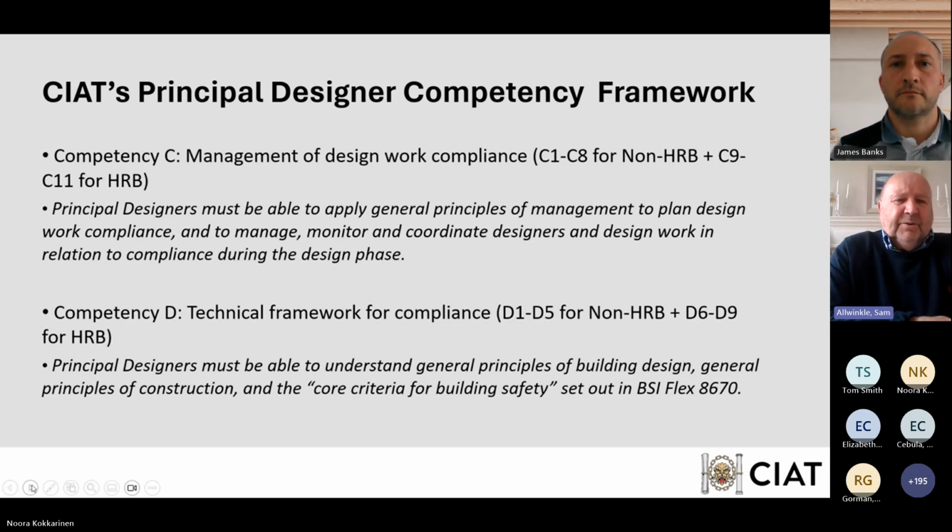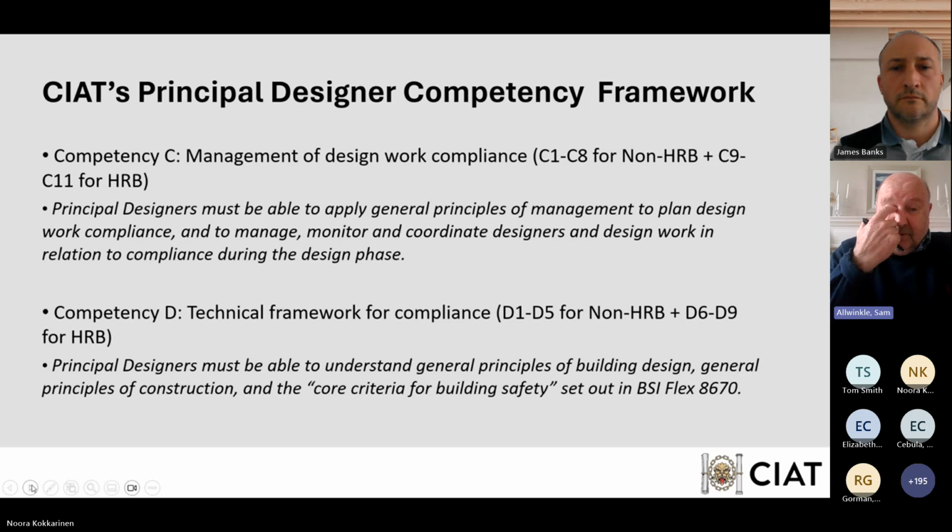And as we all know, nowadays it's very rare that you actually get a job where there's only one designer designing the building in terms of it being compliant. As one moves through the different types of buildings from non-HRBs into HRBs, you could end up with teams of people who would be part of that team. The principal designer would have to make sure that they manage, monitor and coordinate the designers and the design work to make sure it's compliant during the design phase of the project. And again, going back to two, making sure it meets the regulatory requirements as well.